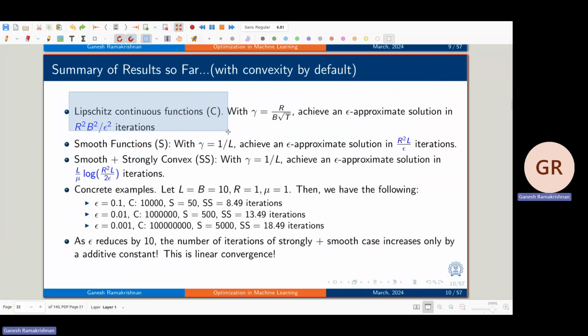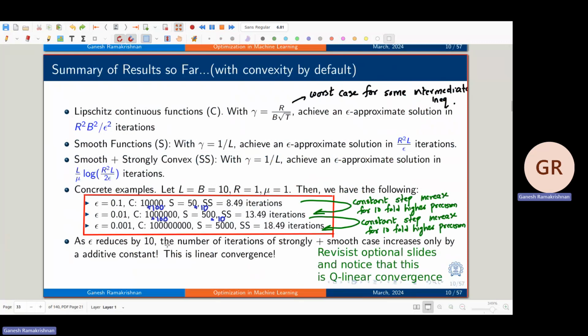Lipschitz continuous function: 1 by epsilon square. Lipschitz, smooth functions, we got 1 upon epsilon. Smooth plus strong convexity, we got log of 1 by epsilon. And you can see concretely what happens, right? You can see you go from epsilon 0.1 to 0.01.